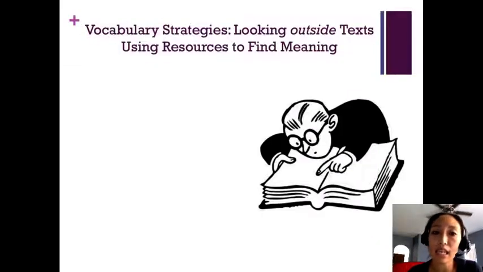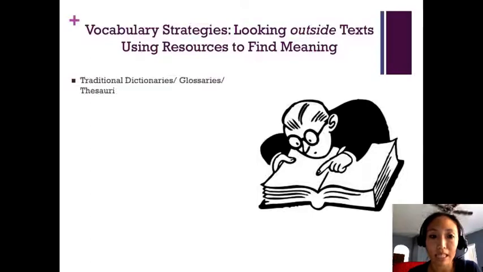And then finally, the last type of vocabulary strategy is using resources or references to find meaning, and that's looking outside of text. So helping students to find digital tools or dictionaries that can help them to understand word meanings. So there are traditional dictionaries, glossaries, and thesauri. The problem with that is that students often pick the first definition, which is the most common definition, and that's not always the definition of the word in the context.